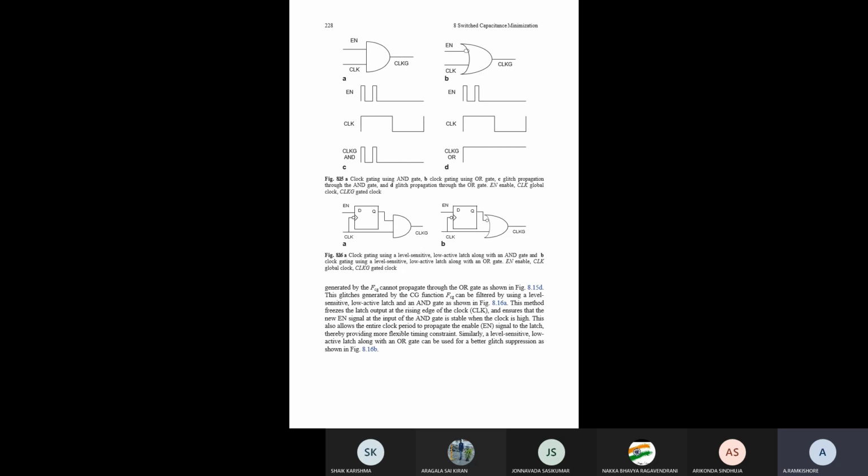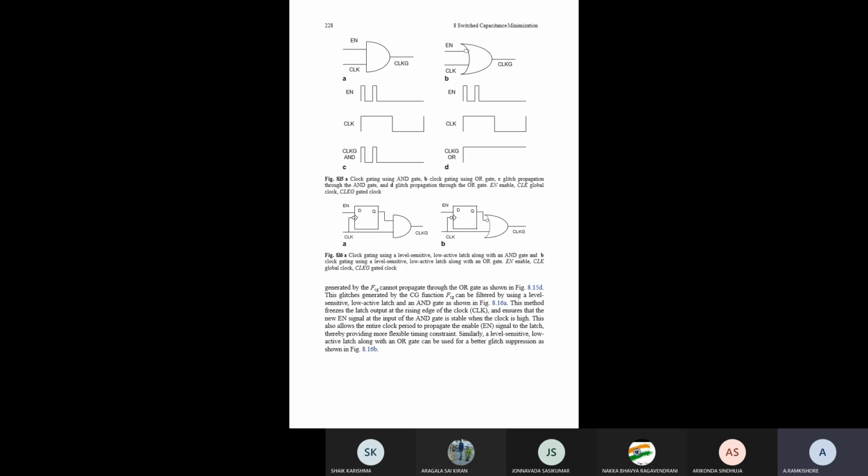Introduces the glitches in the output of the circuit. In this case, when the output of the CG function is 0, the output of the OR gate is forced to 1. So here, suppressing unnecessary transitions on the gated clock signal works as long as the enable signal stabilizes before the high to low transition of the clock.